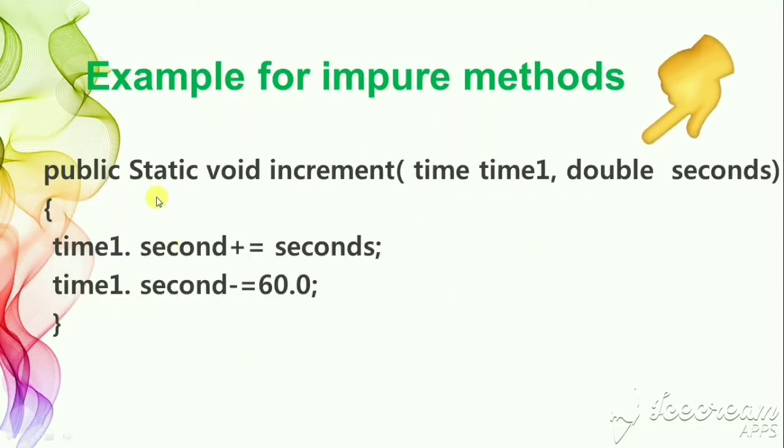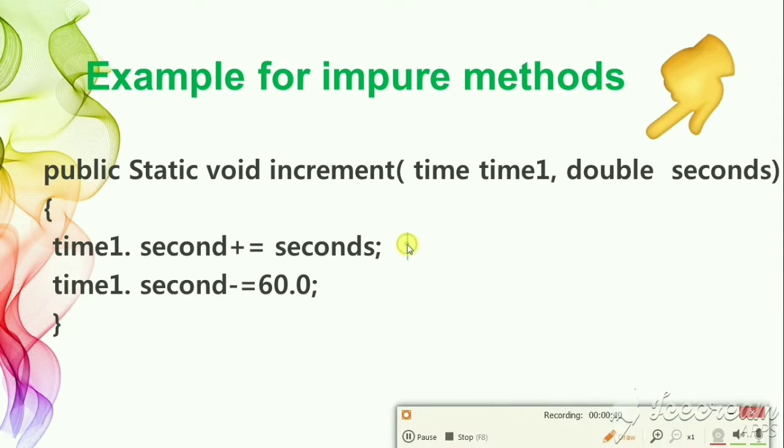See here, public static void increment. Increment is the function name, and void is the return type of this function. I declare two arguments inside: time1 and double seconds. The first one is a reference argument, because I used the class name and object name, that's why it's called a reference variable or object parameter. Here time1 is an object, and through this object I'm going to do the calculation: second plus equal to seconds.